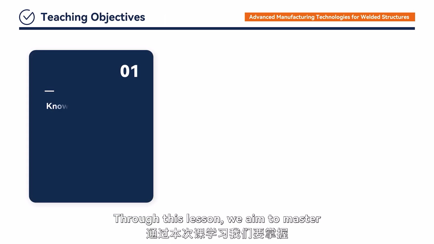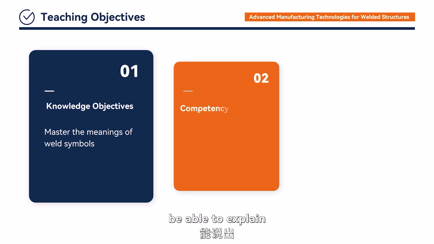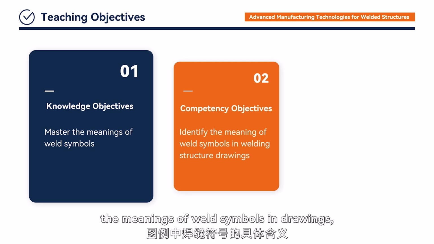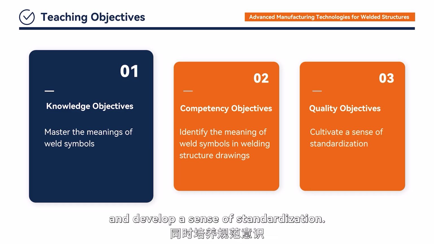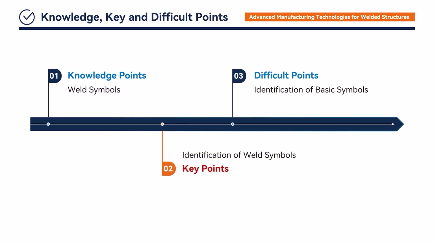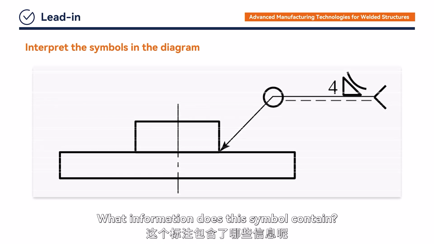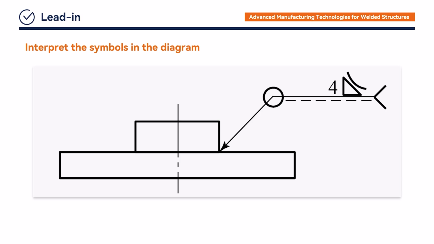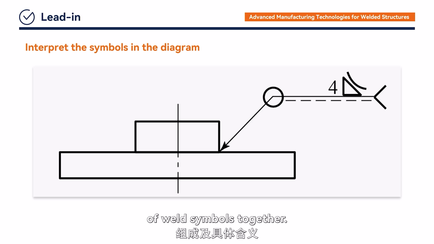Through this lesson, we aim to master the composition of weld symbols, be able to explain the meanings of weld symbols in drawings, apply them flexibly by analogy, and develop a sense of standardization. Let's first take a look at a specific weld symbol. What information does this symbol contain? Now, let's learn the composition and specific meanings of weld symbols together.